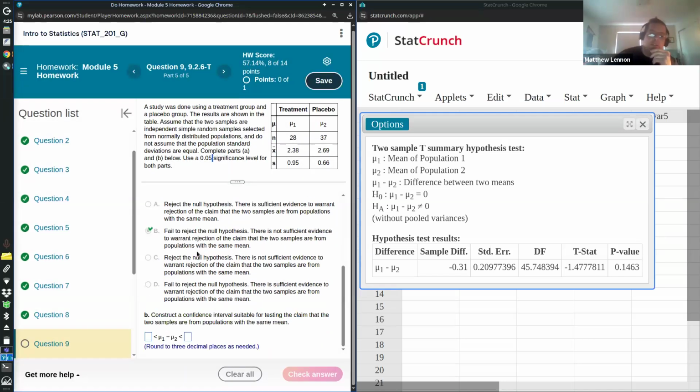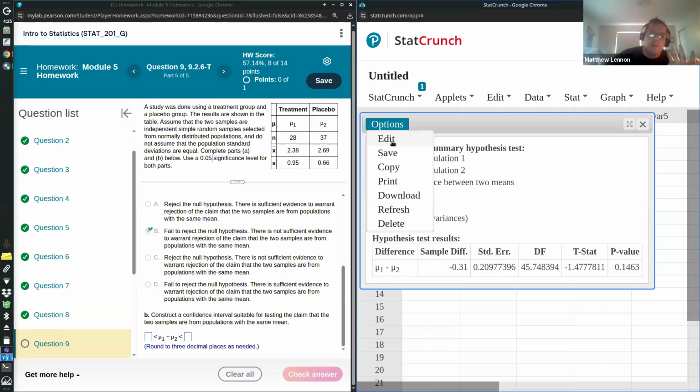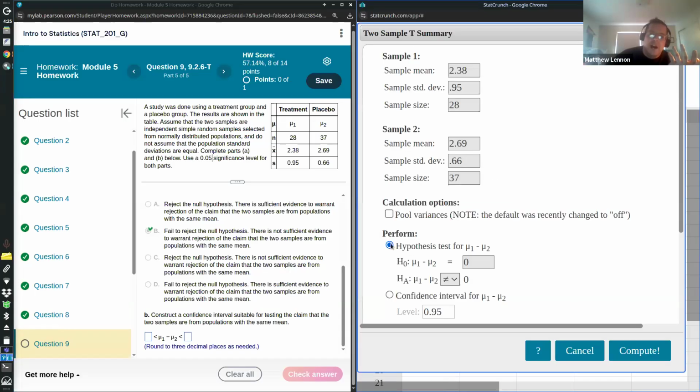Okay, so now it wants us to do a confidence interval. So don't start from scratch, just go to options and edit. And then you just want to change the dot from hypothesis test to confidence interval. And it's going to be dependent on what the significance level is. So because mine is 0.05, my level needs to be 0.95. They always need to add up to 1 or 100%.